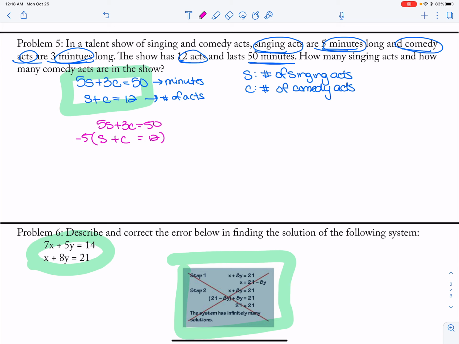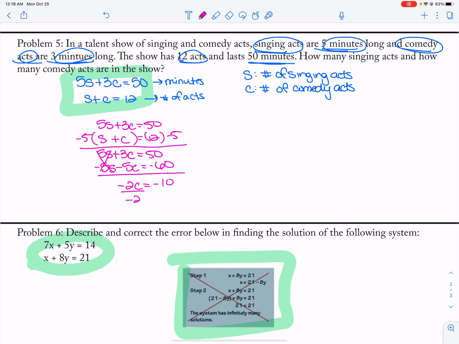I could eliminate S by multiplying both sides of my bottom equation by -5. So I have 5S plus 3C is equal to 50. And then I have -5S minus 5C is equal to -60. Then I add vertically, so all my S's go away, and I'm left with -2C is equal to -10. Divide by -2, and I get C is equal to 5. Notice, if I would have gotten a negative number, then I would have had a negative number of comedy acts, which does not make any sense whatsoever. So you have to be very careful that you are solving it and it makes sense with the problem.